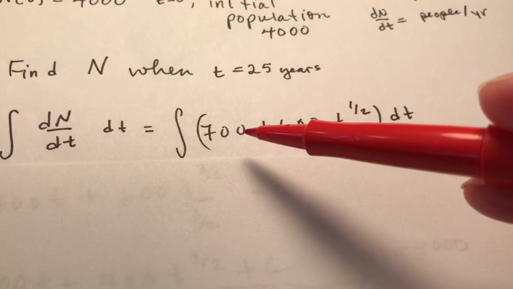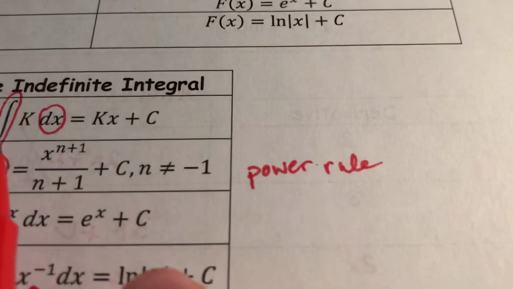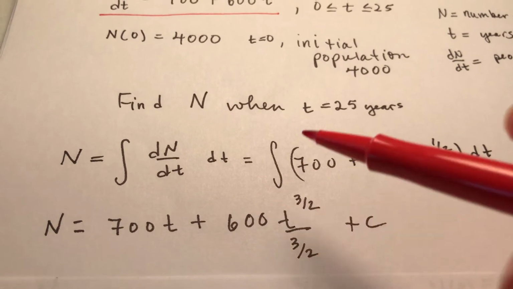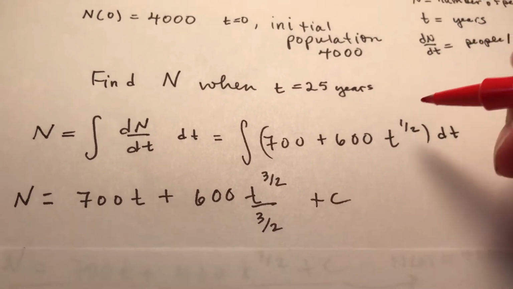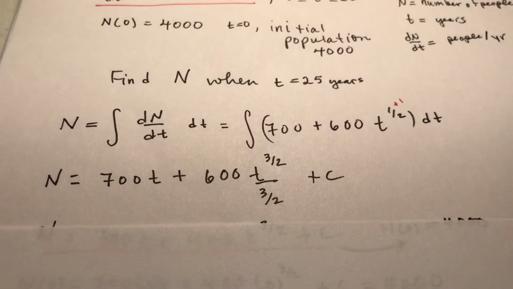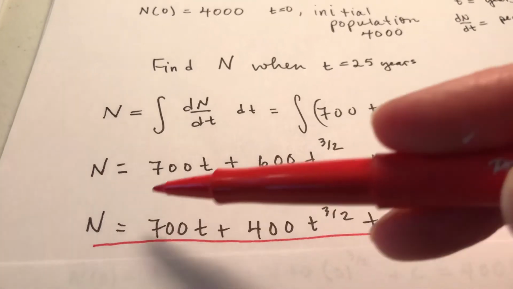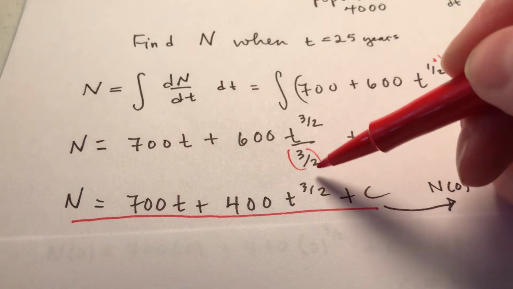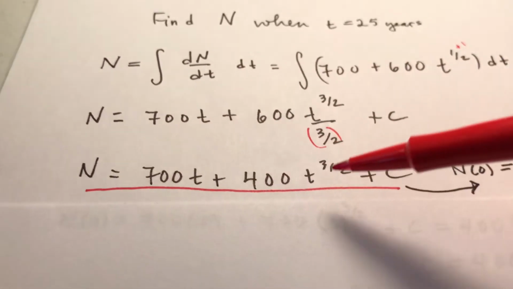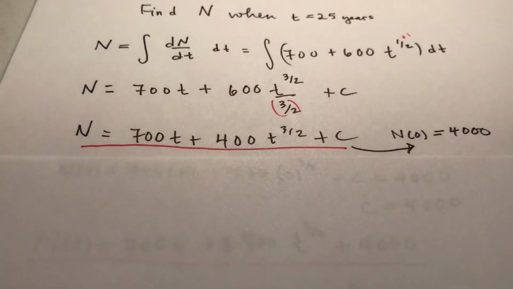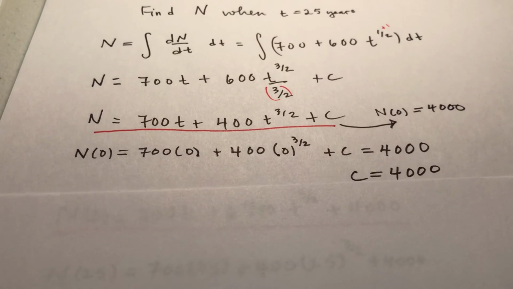Now the integral of this is 700, that's a constant, and remember, to integrate a constant, you just end up putting an x beside it. So let's see what I get here. I'm getting N is equal to 700t plus 600. Power rule, you have to add 1, which gives you 3/2, and divide by 3/2. And I'm going to flip that up, and I get N equals 700t plus 400. So if you take 600 divided by 3/2, that'll give you 400 t to the 3/2 plus C. Now to find that constant, I know that N of 0 is 4,000, so I can plug in 0, and you do get C is 4,000.